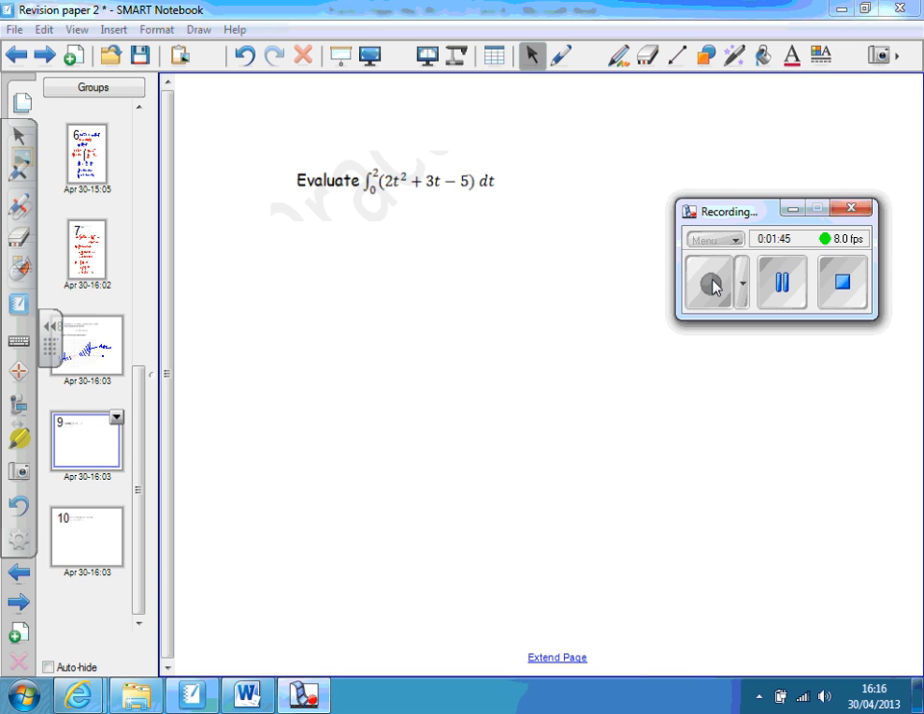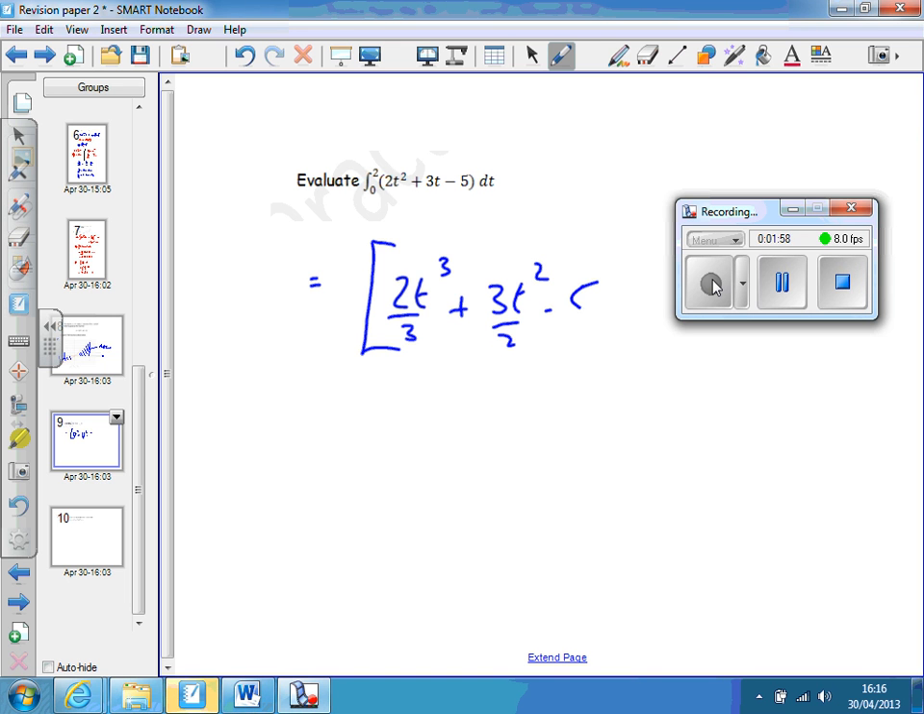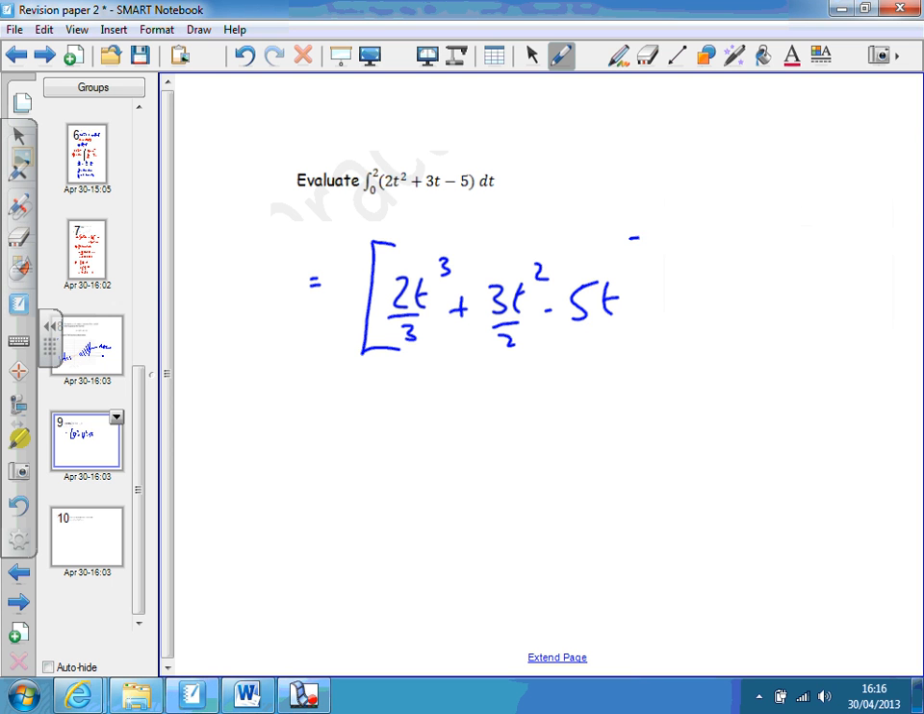Okay, so first step, the integral is add 1 to the power, so that's 2t cubed over 3 plus 3t squared over 2 minus 5t. Because the t reappears. We don't bother to put the c in when we're working out a definite integral like this, because the c disappears. Between the limits 2 and 0, so that's the first thing I'd write down. I can't simplify this particularly, so that's how I'd leave it.